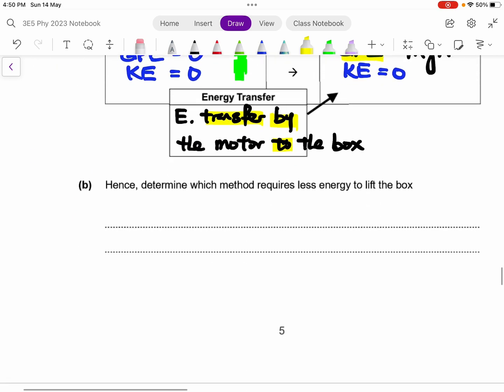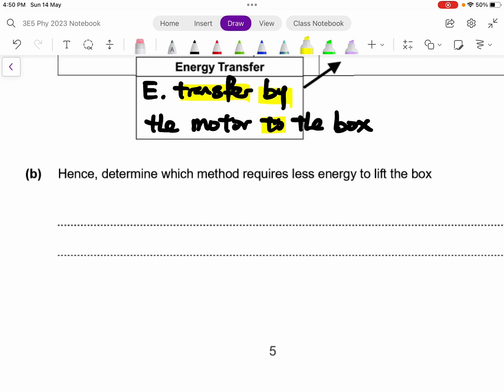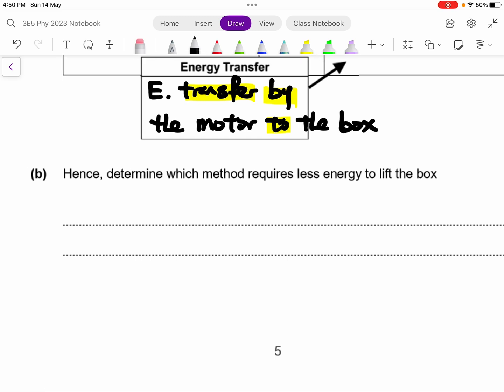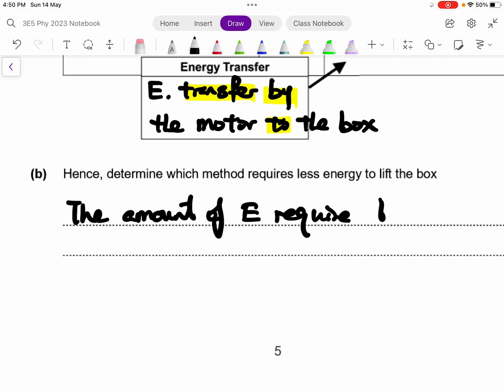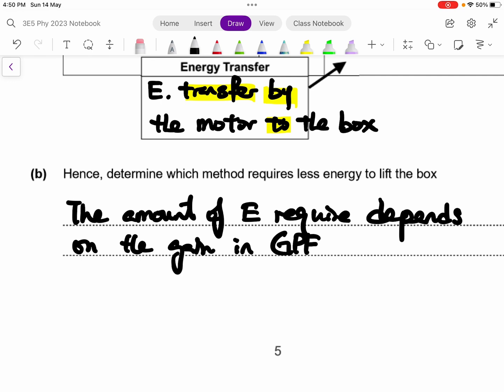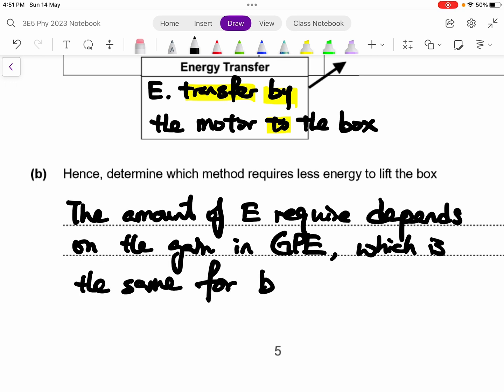Okay, so let's fill this up, right? Determine which model requires less energy. You will notice that the amount of energy required depends on the gain in GPE, which is the same for both cases. So in other words, both methods require the same amount of energy.